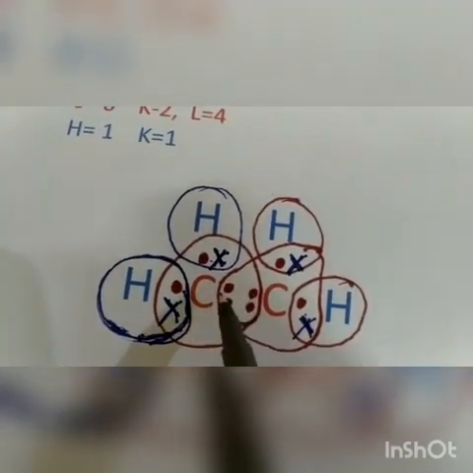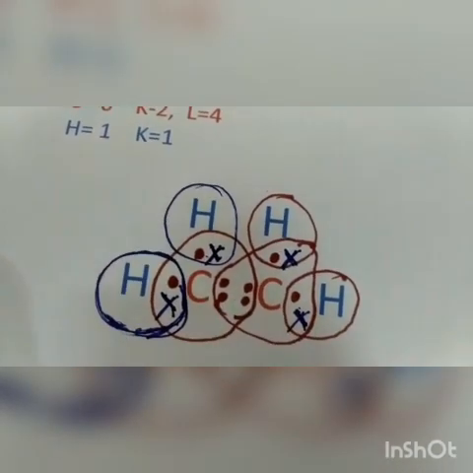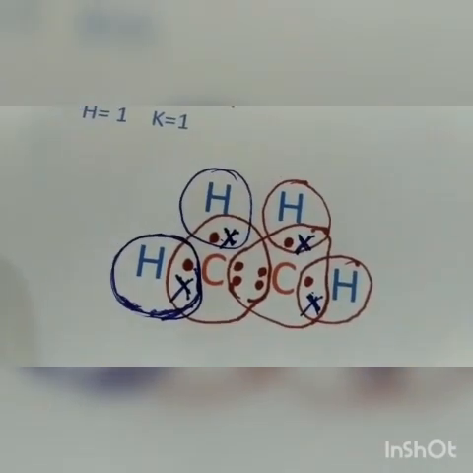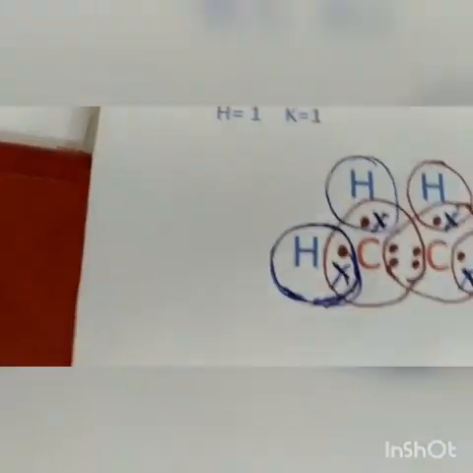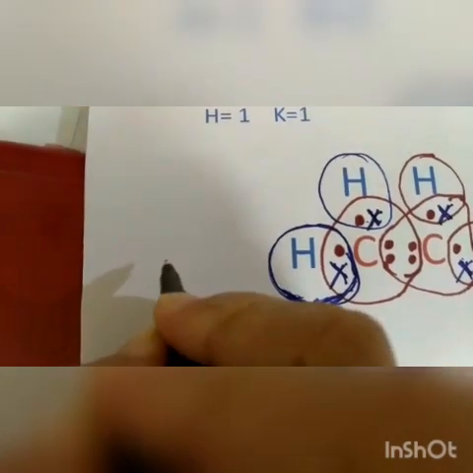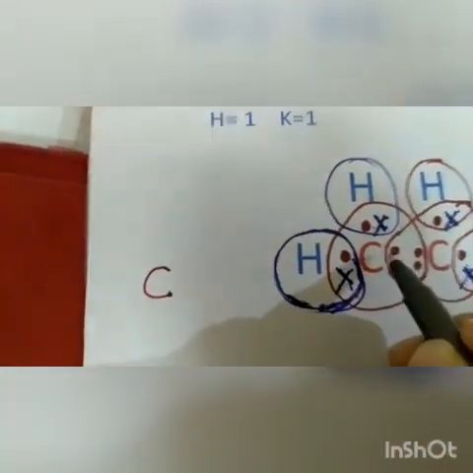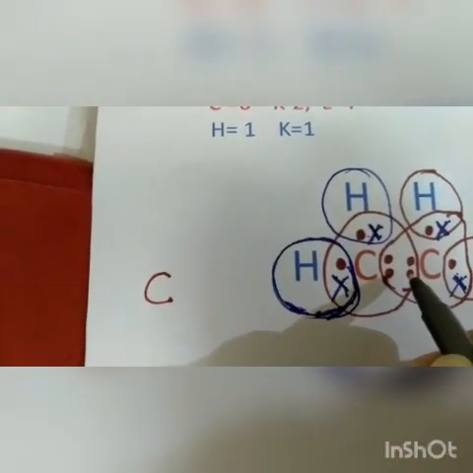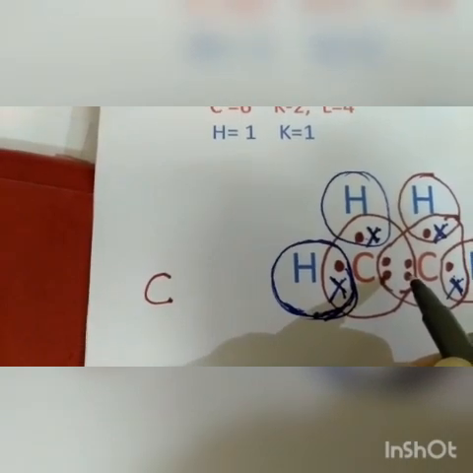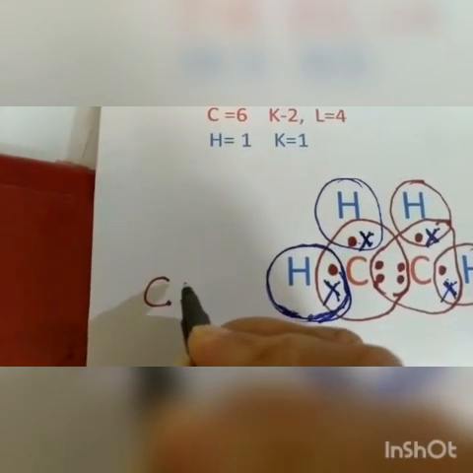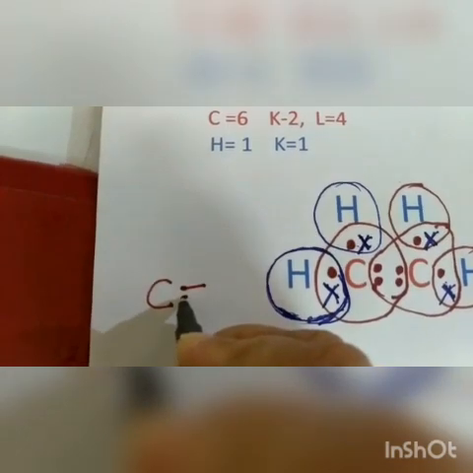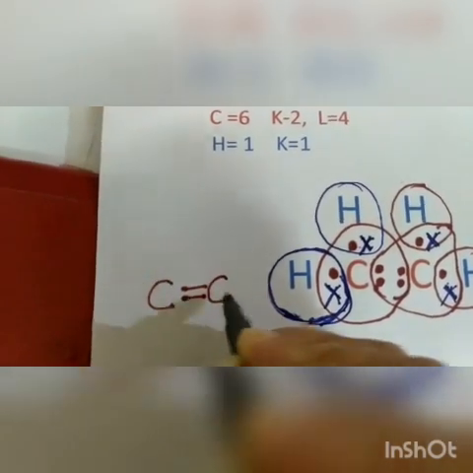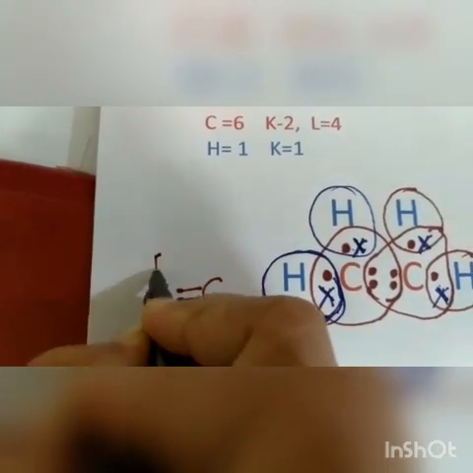Now please see here, this carbon and this carbon, these two carbons, have shared 2 electrons. How many? 1, 2. So when 1 electron is shared, there is a single bond. When 2 are shared, there is a double bond. Now this carbon and this hydrogen have shared 1 electron.